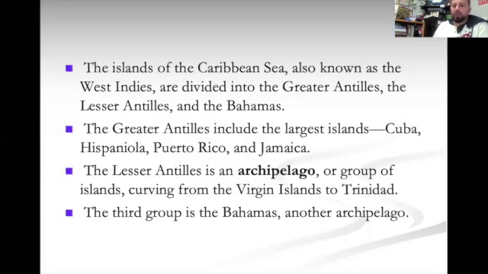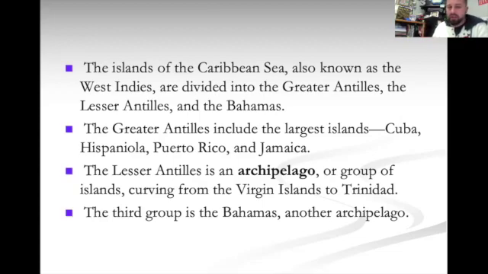The islands of the Caribbean are also known as the West Indies. If you remember your stuff when you study Columbus and European exploration, but they're going to divide that up into two subregions as well. There's the Greater Antilles, which are the big islands, and then there's the Lesser Antilles, which are the small islands, and then there's just the Bahamas, which is it's all. So the Greater Antilles is the big islands, like I said, Cuba, Hispaniola, Puerto Rico, Jamaica. The Lesser Antilles is a group of small islands.